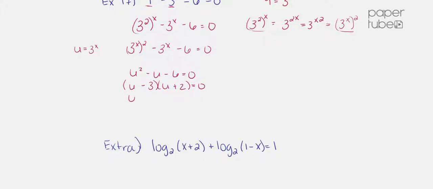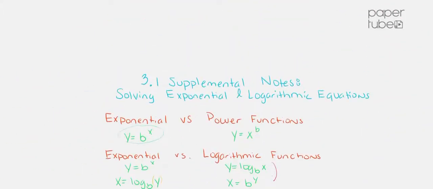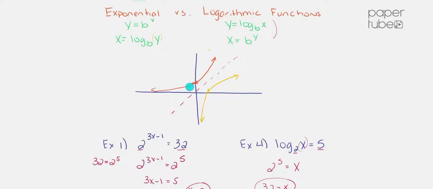So I can solve for my u's. And then don't forget to put the u back in, because we're not actually solving for u, we're solving for x. So 3 to the x equals 3, therefore x must be 1, and 3 to the x equals negative 2. But if you remember on the previous slide when we talked about these graphs, exponentials can't have a negative output. It's not possible. There is no x that you can plug in to get a negative 2.